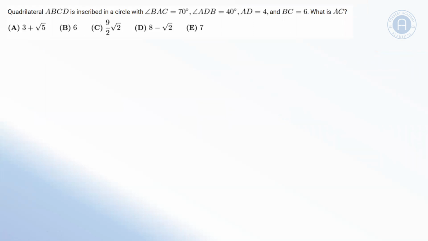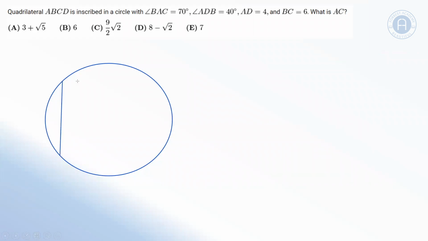A quadrilateral ABCD is inscribed in a circle with angle BAC equals 70, angle ADB equals 40, AD being 4 and BC being 6. So the first thing we want to do for a question like this is to draw it. It's very difficult to imagine these things, so it's always best to draw out these diagrams. And we don't know exactly what this quadrilateral is going to look like, but we can just draw in a bit of a shape, and if it's not exactly what it looks like, that doesn't matter too much.